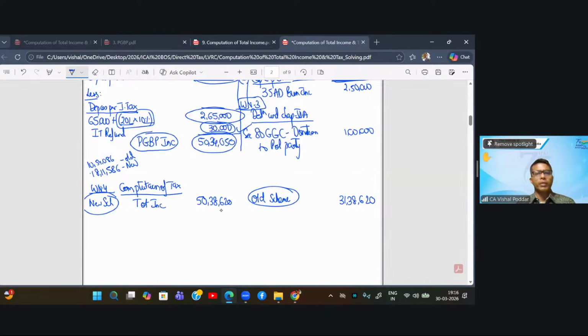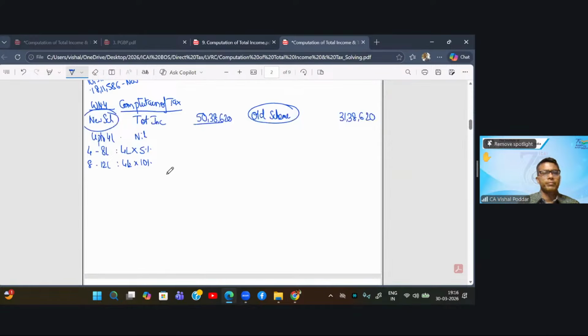So we have to apply these tax rates and compute the tax. Here, if I have to compute tax on this, up to 4 lakhs, it will be nil. Correct? 4 to 8 lakhs, this is 4 lakhs, 5%. Then 8 to 12 lakhs, this is again 4 lakhs, 10%. Correct? Yes, sir. 12 to 16 lakhs, again 4 lakhs, 15%.